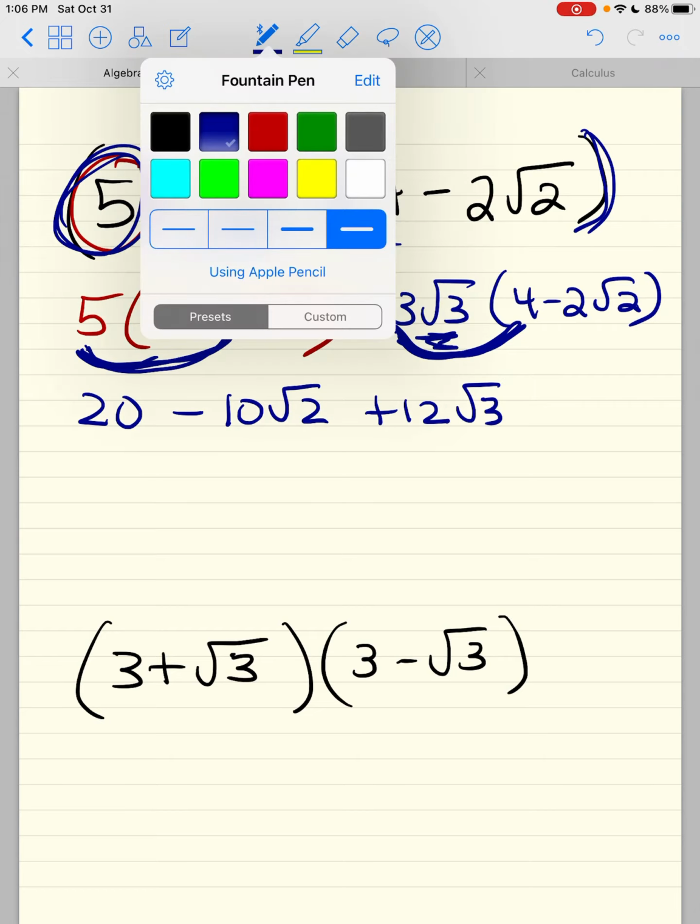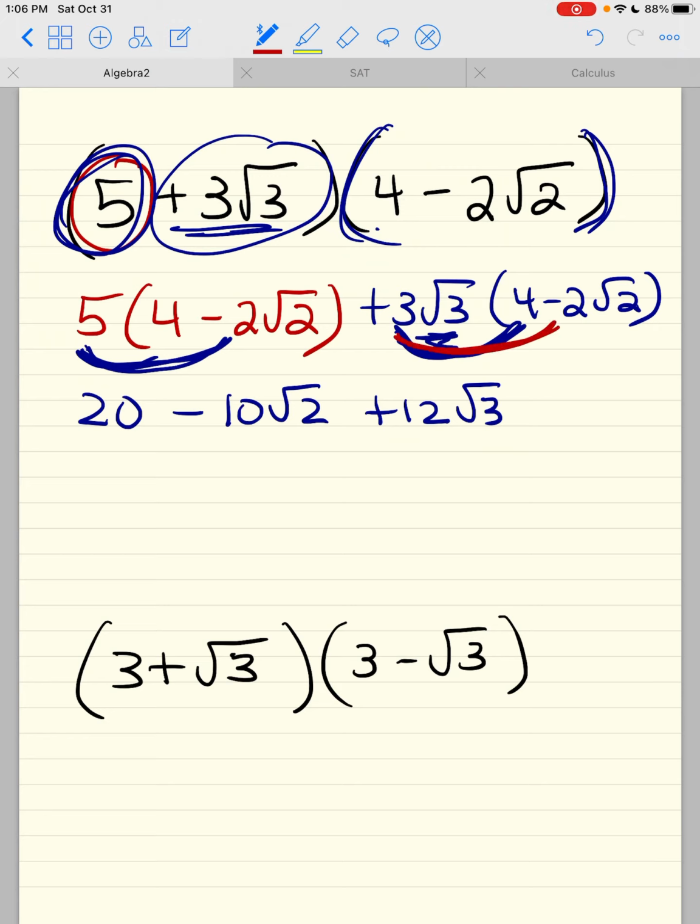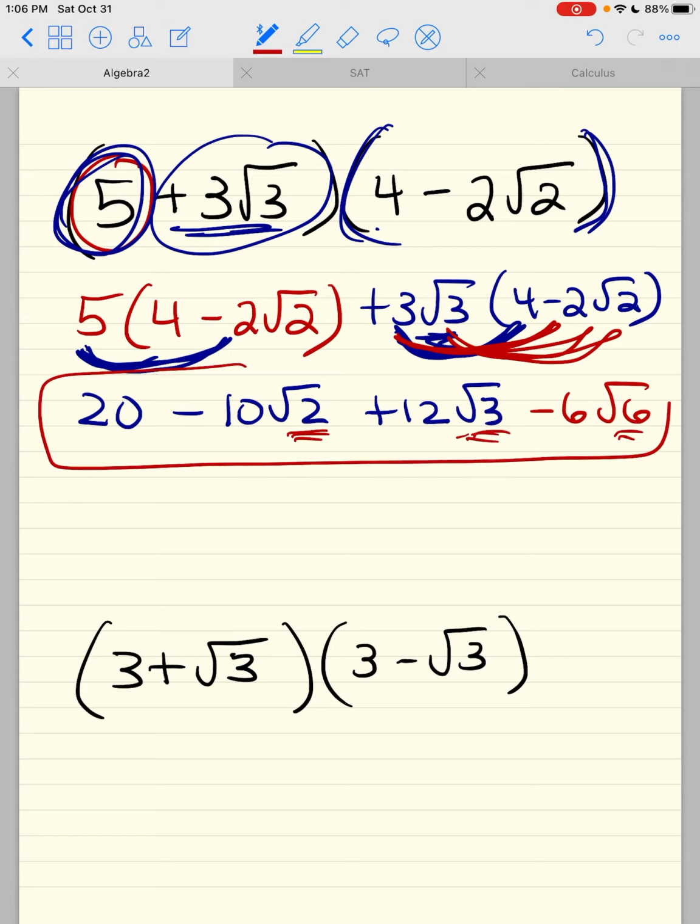And finally, let me change colors. 3 times negative 2 is negative 6. And then rad 3 times rad 2 is radical 6. Once again, none of these go together because in order to go together, you need the same number underneath the square root. So you're finally done with the problem.